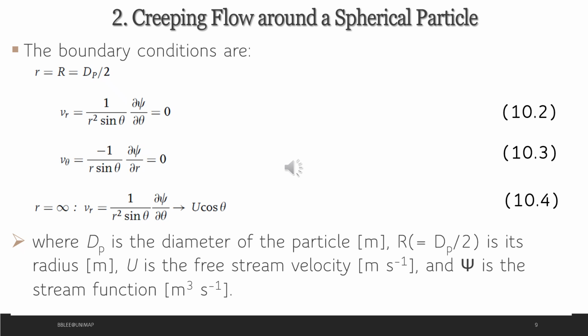When the distance is very far from the center of the spherical particle, r equivalent to infinity, we can approximate the velocity as equal to u times cosine of the angle of the streamline.